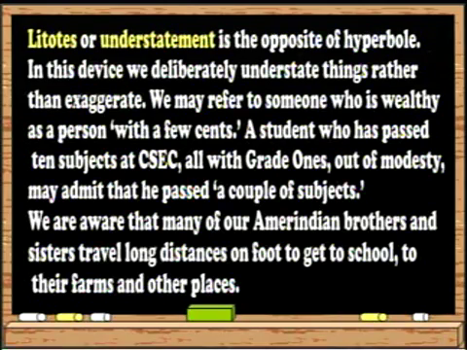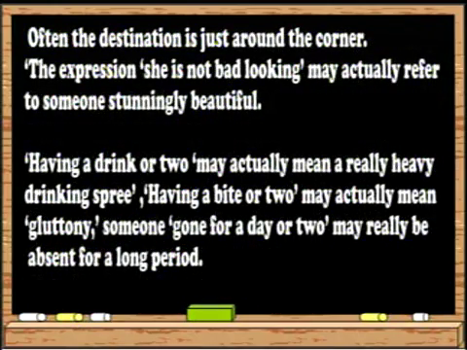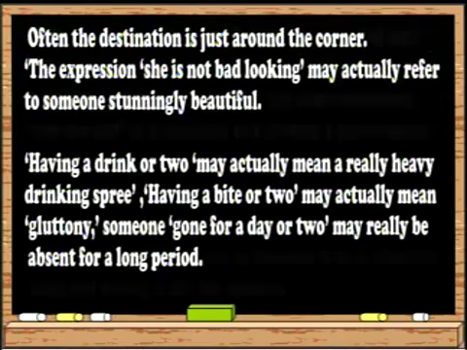We are aware that many of our Amerindian brothers and sisters travel long distances on foot to get to school, to their farms and other places. Often, the destination is just around the corner. The expression, "she is not bad looking," may actually refer to someone stunningly beautiful. Having a drink or two may actually mean a really heavy drinking spree. Having a bite or two may actually mean gluttony. Someone gone for a day or two may really be absent for a long period.